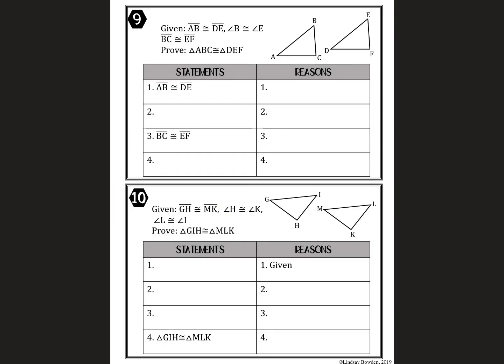For this proof number 9, we have the given information in the first box. Given that AB is congruent to DE, so AB and DE both get 1 tick mark. The next given is angle B is congruent to angle E, so I write that here. I write the word given, and then I go mark my figure. So angle B gets an arc mark, and angle E gets an arc mark.